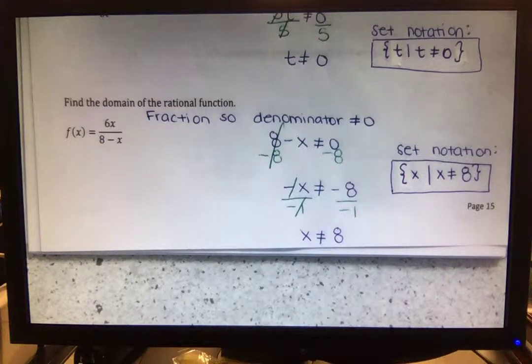The set of x such that x cannot equal 8. So it's saying x can be any other number, it just can't be 8.